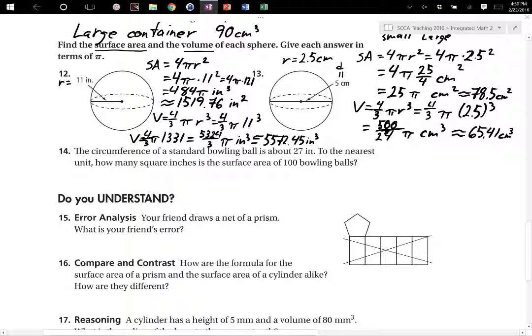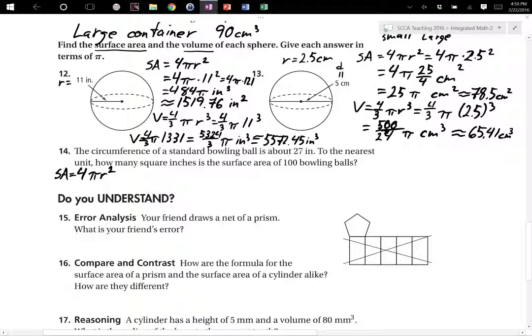The next problem, the circumference of a standard bowling ball is about 27 inches. To the nearest unit, how many square inches is the surface area of 100 bowling balls? First off, we have to find the surface area of one bowling ball. So how do we find that? So I'm going to start by writing my equation. Surface area is 4 pi r squared.